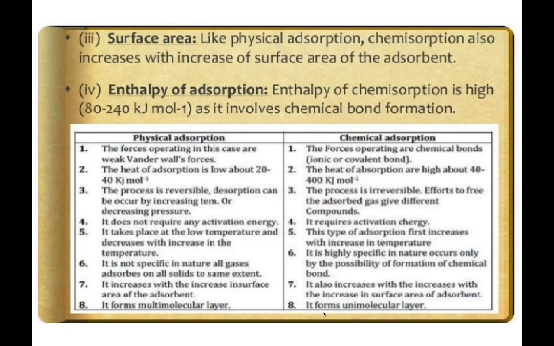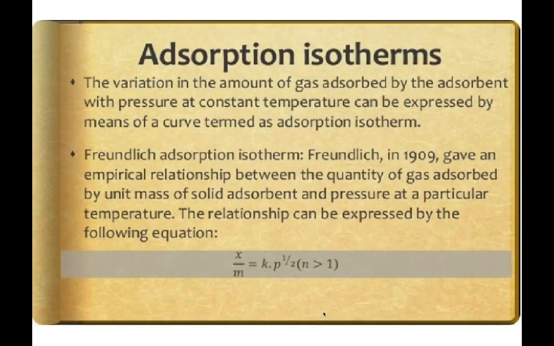Then physical adsorption is not specific in nature. All gases adsorb on solids to the same extent, whereas chemical adsorption is highly specific in nature and occurs only when there is a possibility of formation of chemical bonds. Physical adsorption increases with increase in surface area, and chemical adsorption also increases with increase in surface area. Physical adsorption forms a multimolecular layer, whereas chemical adsorption forms a unimolecular layer.